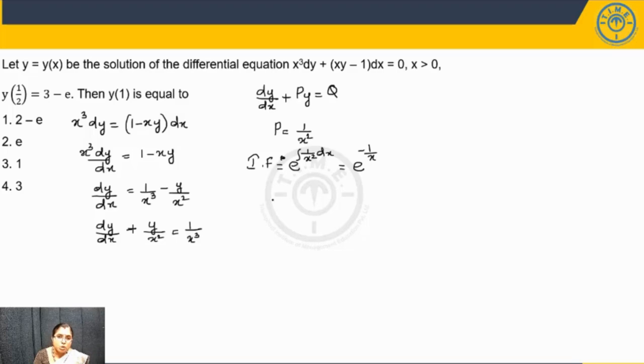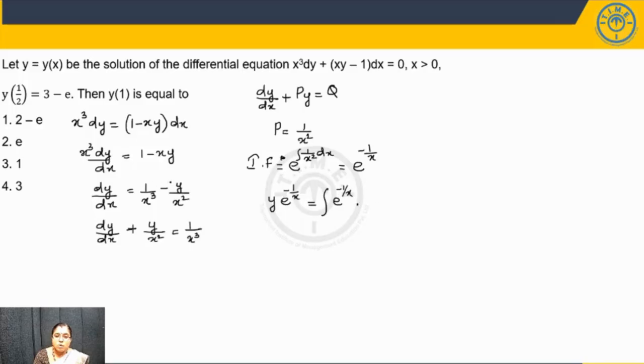So what is the solution? You'll find the solution like this: y into the integrating factor, that is y into e raised to minus 1 by x, equal to the integral of e raised to minus 1 by x into, what is the right hand side?